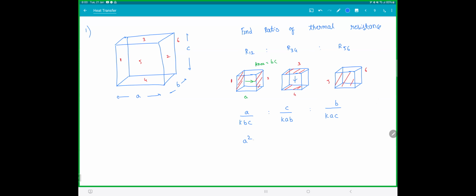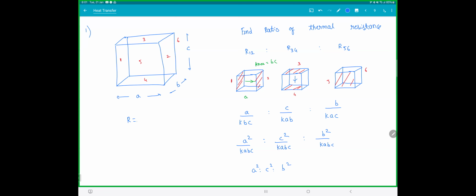Multiply and divide by A. So A square by KABC. Multiply and divide by C. C square by KABC. B square by KABC. That goes off. You have A square is to C square is to B square. Make sense? There's much faster way to do.